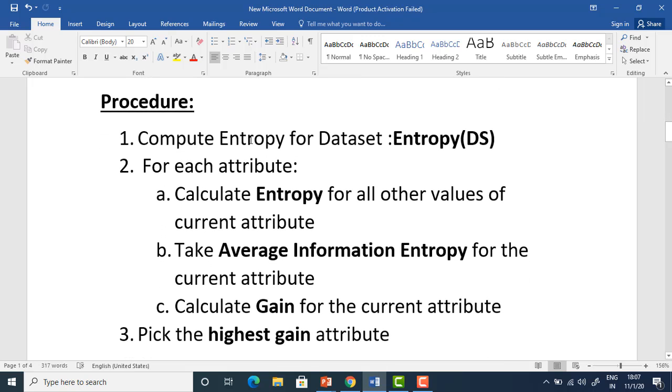At first, I'll be computing the entropy. I have to compute the entropy for the given data set. That's the first step we need to find out. How to calculate the entropy, I'll be showing you the formula also.